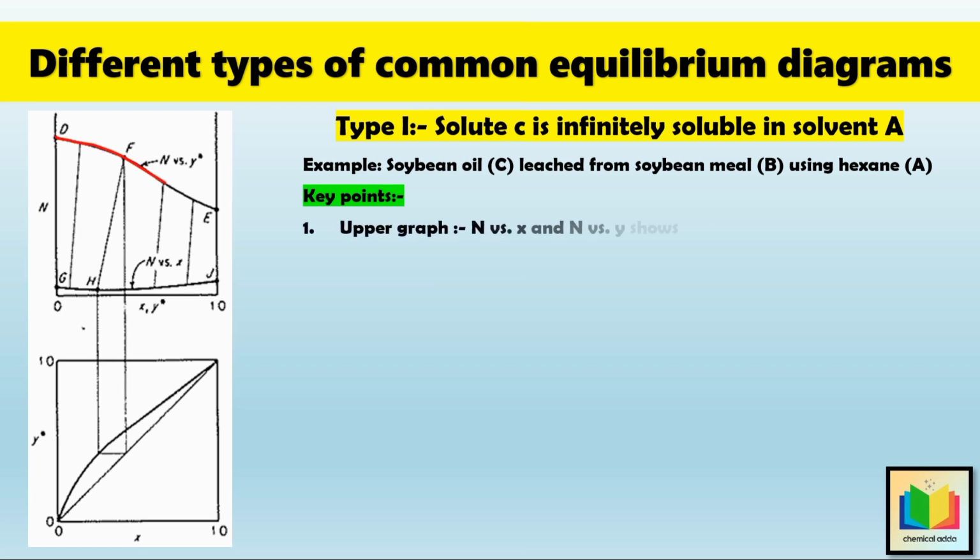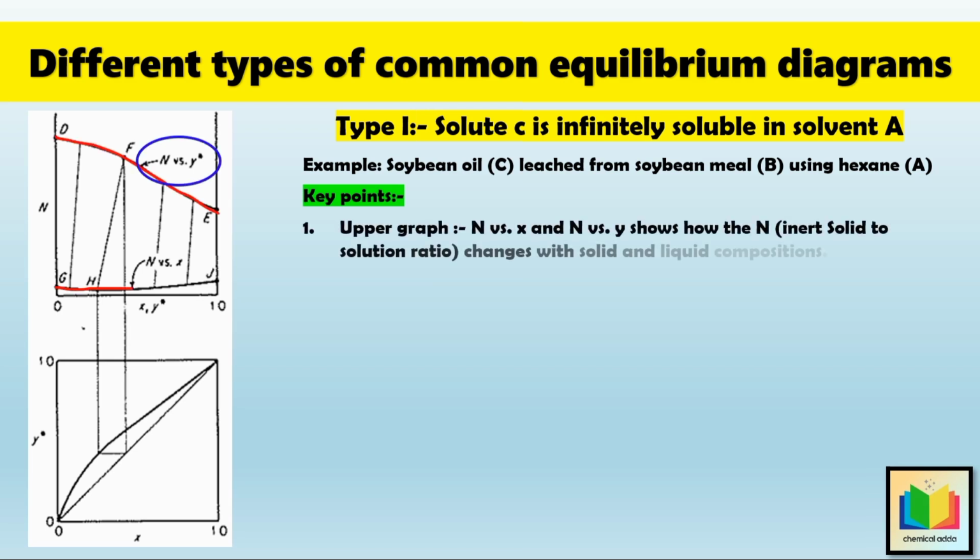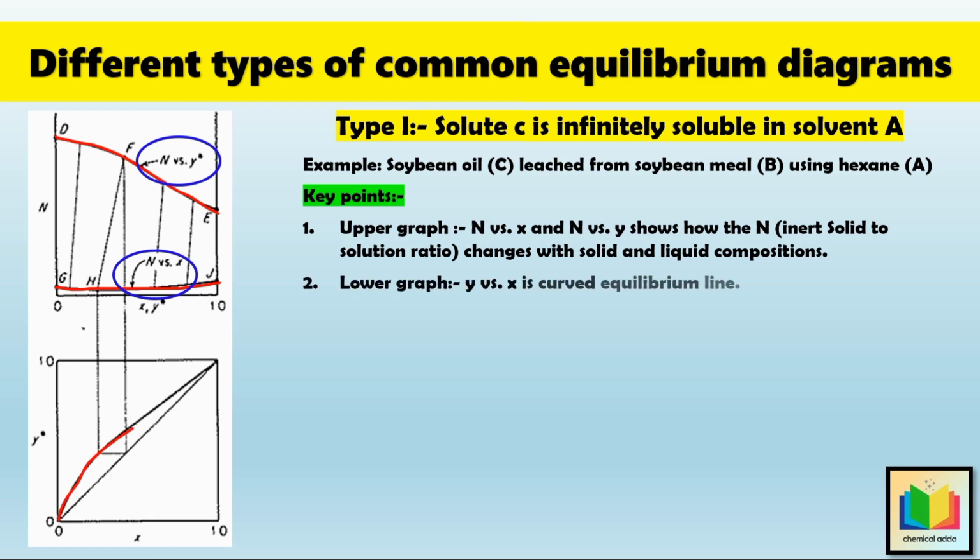In the upper graph, the N versus X and N versus Y curves show how N changes with solid and liquid compositions, where N is the ratio of inert solid to solution. X is the solute concentration in the solid phase, and Y is the solute concentration in the liquid phase. It helps us to understand how N varies with both solid and liquid phase solute compositions. Then we can see that in the lower graph, the Y versus X curve is a curved equilibrium line, which represents that solute transfer from solid to liquid is gradual.